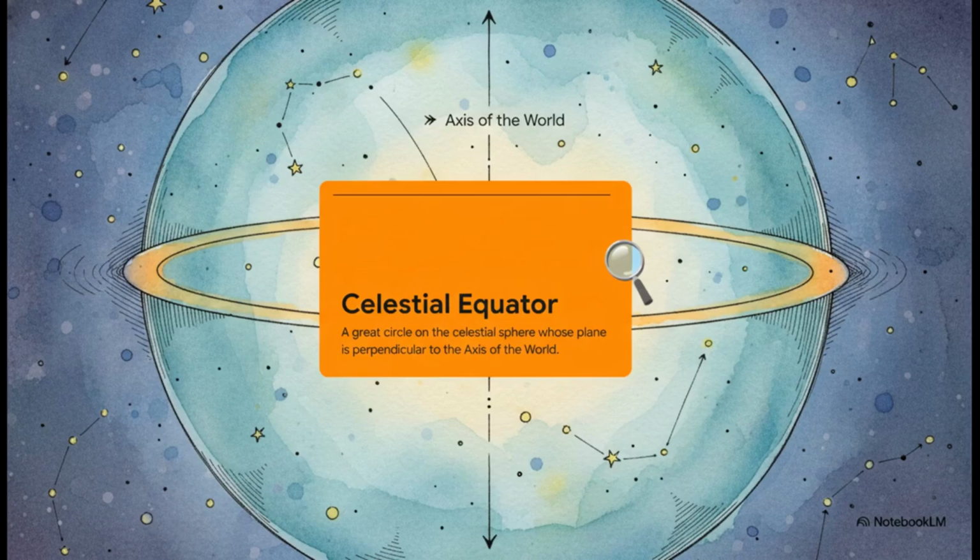Following the same logic as before, we can now define a new great circle. The plane of the celestial equator is perpendicular to the axis of the world. You can think of it as simply taking Earth's own equator and projecting it outwards onto the celestial sphere. This great circle divides the entire sky into the northern and southern celestial hemispheres.